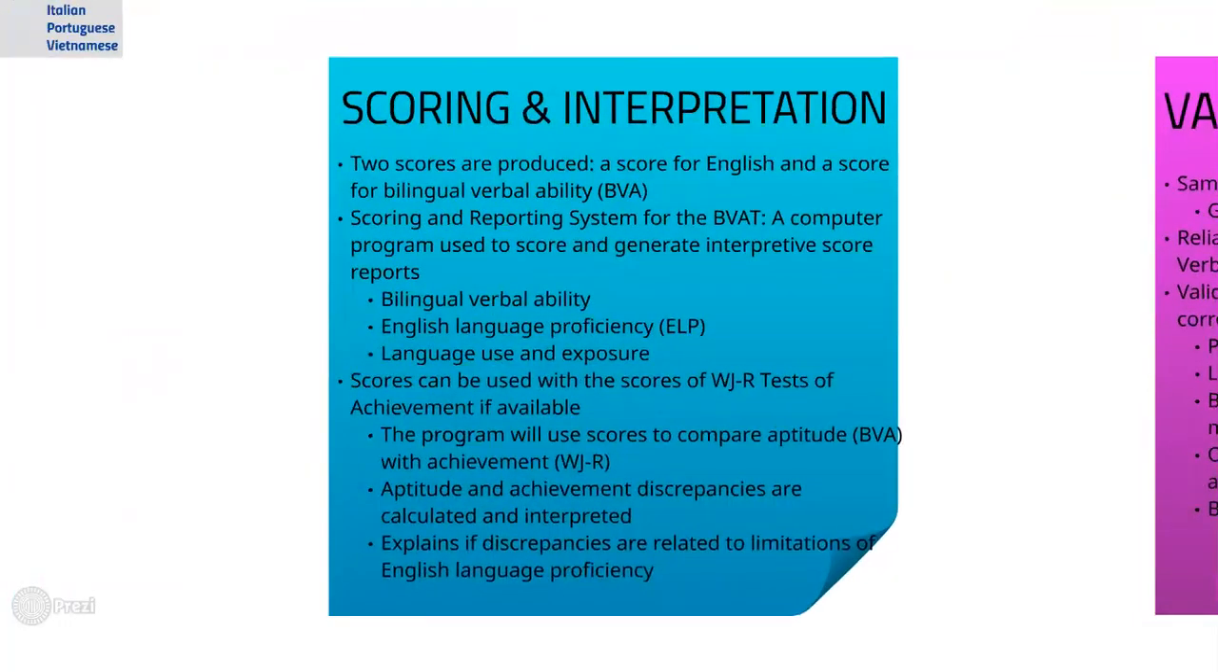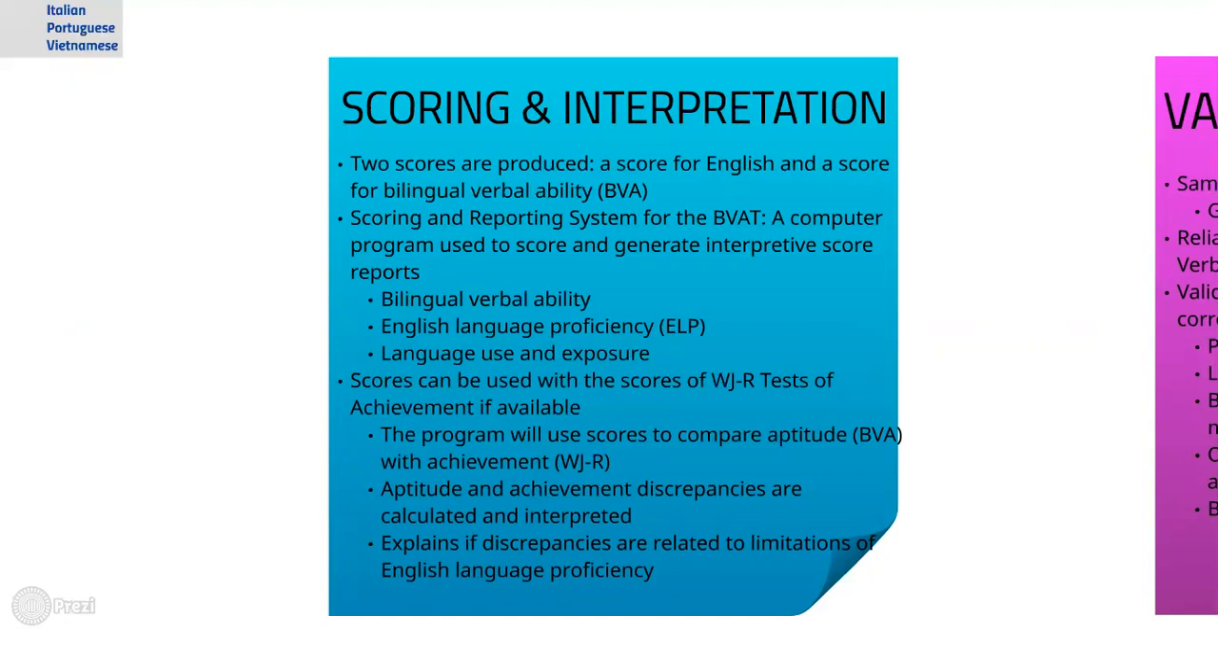Two scores are produced, a score for English and a score for bilingual verbal ability. There is a computer program used to score and generate interpretive score reports, which is called the Scoring and Reporting System for the Bilingual Verbal Abilities Test. A narrative report of the subject's bilingual verbal ability, English language proficiency, and language use and exposure is produced by the program.